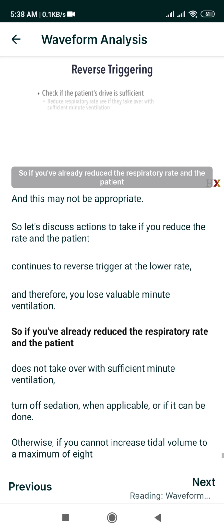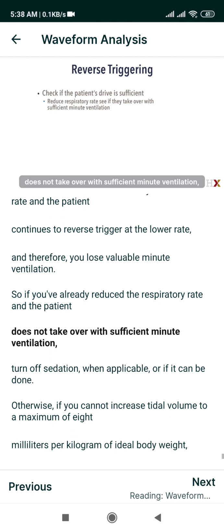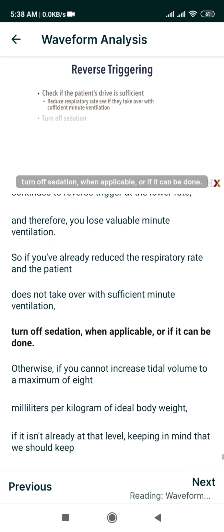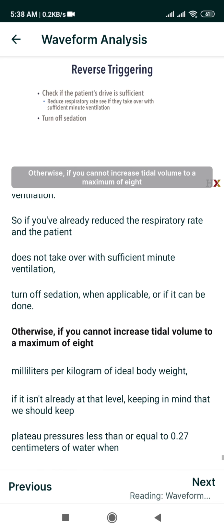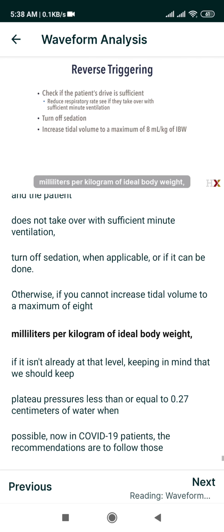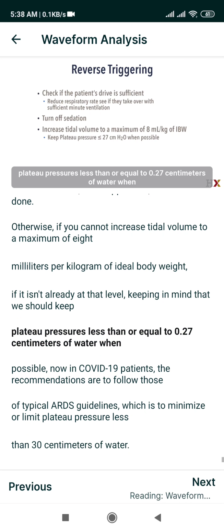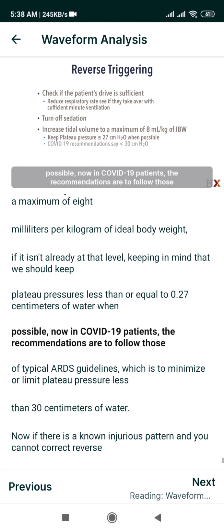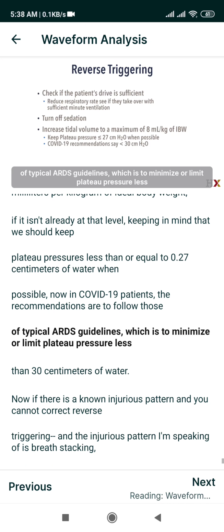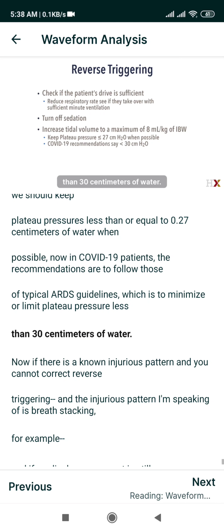So if you've already reduced the respiratory rate and the patient does not take over with sufficient minute ventilation, turn off sedation when applicable, or if it can be done. Otherwise, if you cannot, increase tidal volume to a maximum of 8 milliliters per kilogram of ideal body weight if it isn't already at that level, keeping in mind that we should keep plateau pressures less than or equal to 27 centimeters of water when possible. Now in COVID-19 patients, the recommendations are to follow those of typical ARDS guidelines, which is to minimize or limit plateau pressure less than 30 centimeters of water.